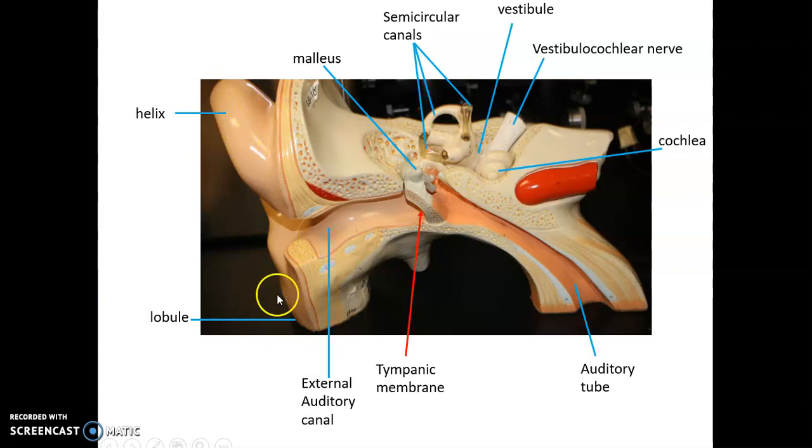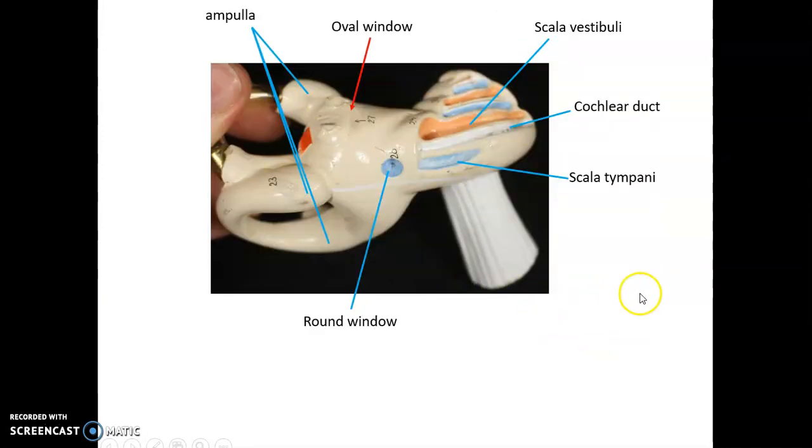Here is our model. Helix, the lobule, forming parts of the auricle, the external auditory canal leading to the tympanic membrane. Here we have the malleus attached to the tympanic membrane. Here are the inner ear with the semicircular canals, the vestibule, the cochlea, the vestibulocochlear nerve. There's the auditory tube.